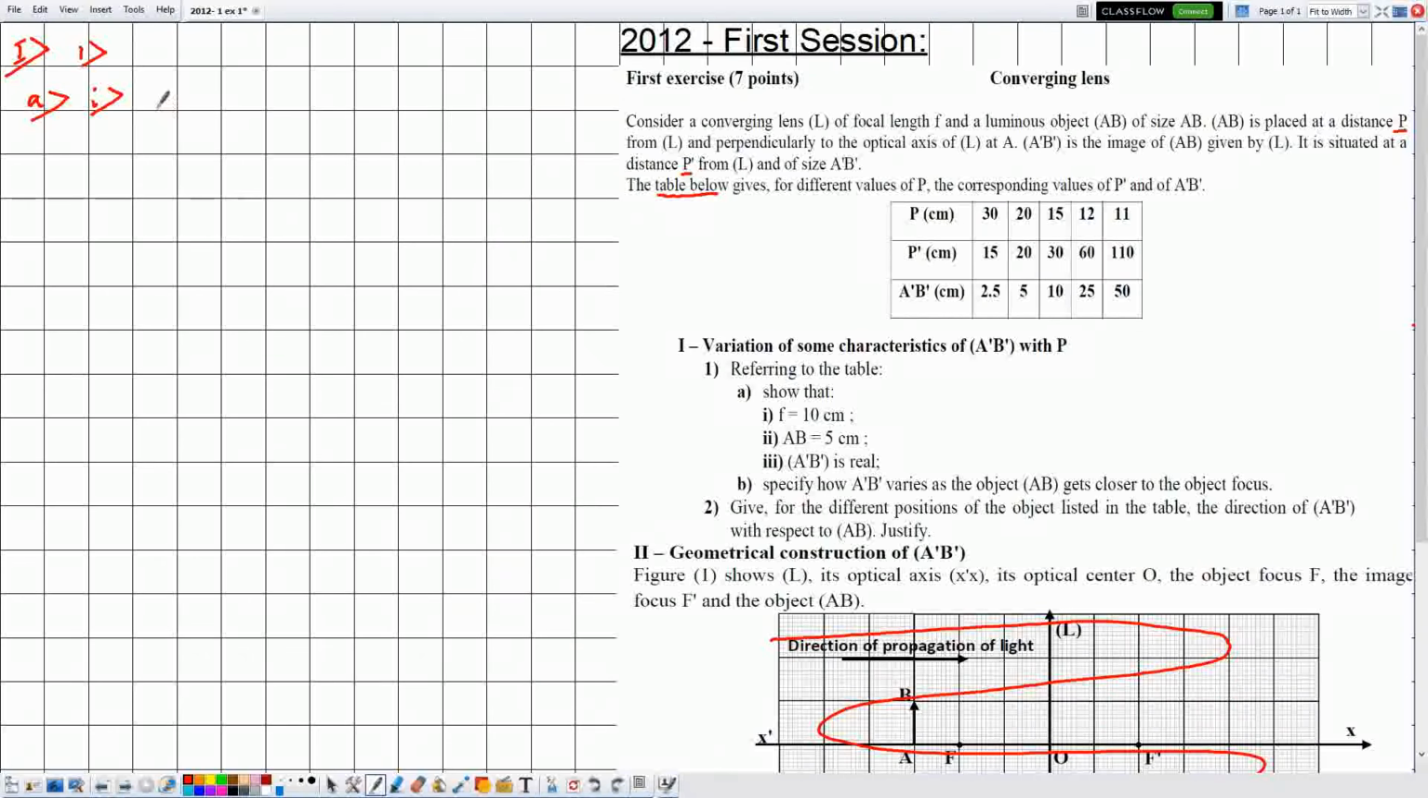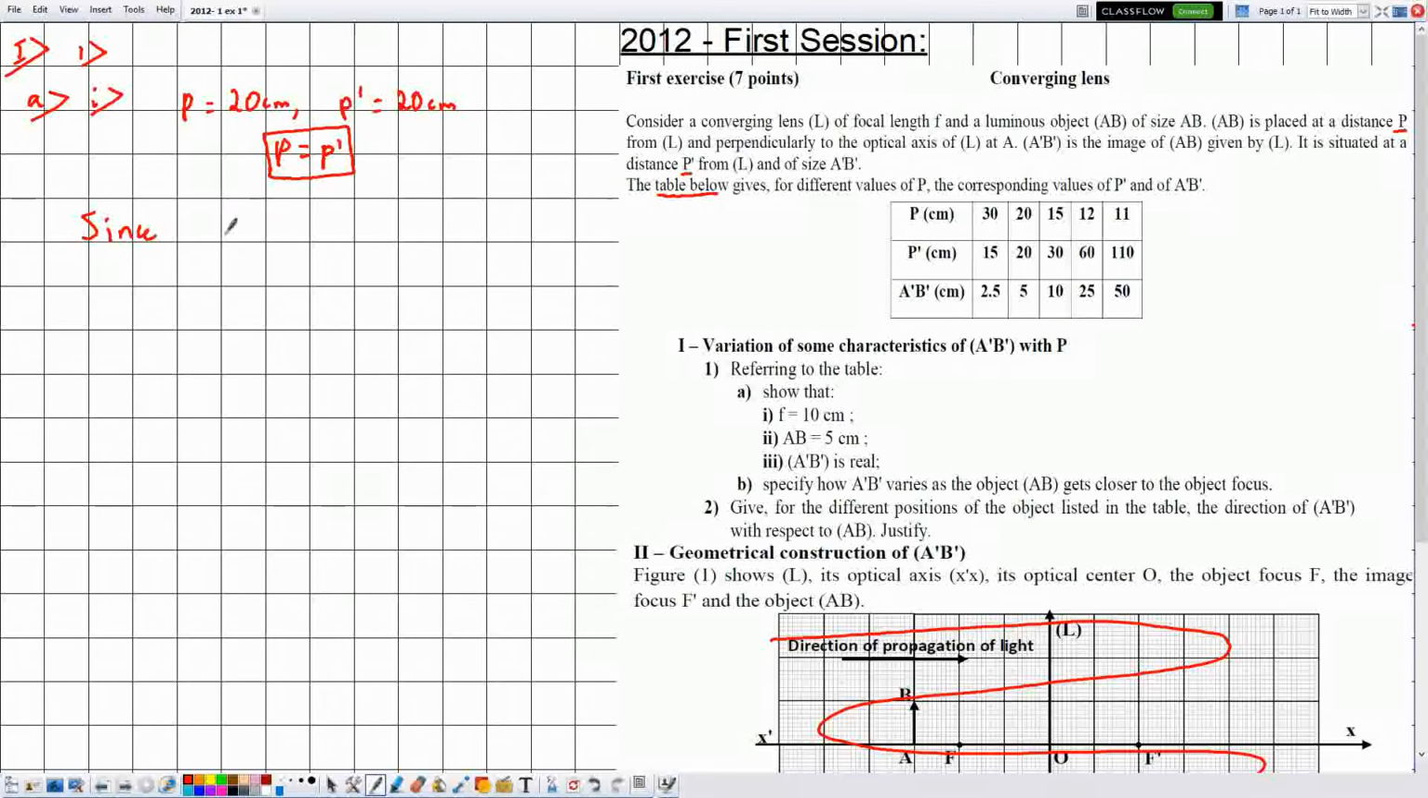So let me write it down. P is equal to 20 centimeter. Also P prime is equal to 20 centimeter. So what does this mean? Let's recall that P represents the distance object lens and P prime represents the distance lens image. In this case they are equal. And we know that whenever the distance object lens, which is P, is equal to the distance lens image, which is P prime, we have the following relation.